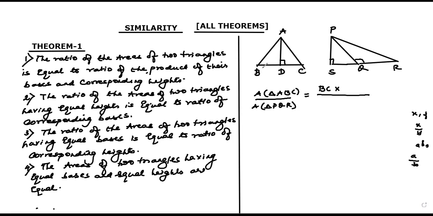BC upon AD height है. The base is BC and AD is the height. Okay. Ratio of the areas of two triangles is equal to ratio of the product of the base and corresponding height. So BC into AD, which is the base of this triangle, QR into PS. So you can see this as the first theorem. What is the product of base and corresponding height here? BC into AD. What is the product of base and height here? QR into PS. What is the ratio of the product of the base and corresponding height? BC into AD upon QR into PS.